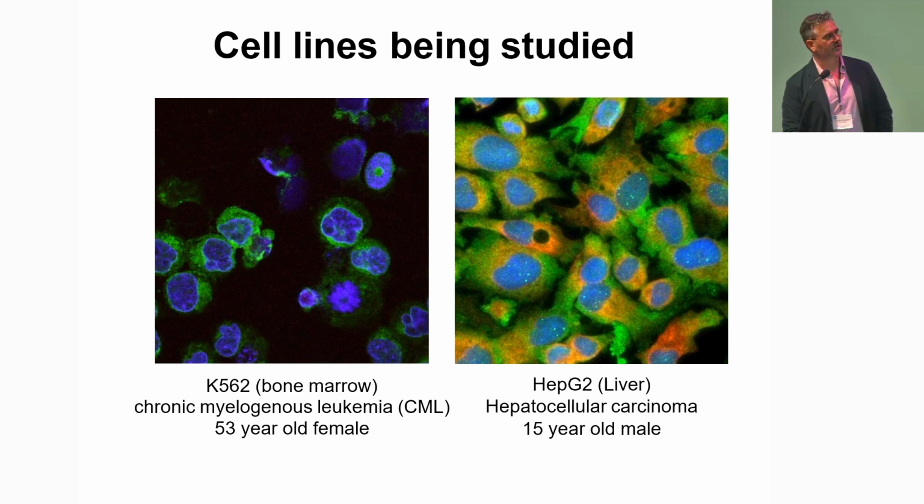The K562 cells are a leukemia cell line derived from a 53-year-old female, and HepG2 cells are a liver cell line derived from a 15-year-old male. So this allows us to compare the data between 2 cell types, but also between different tissue origins and also between male and female cells.